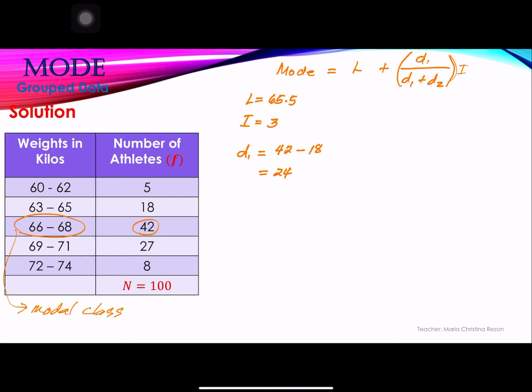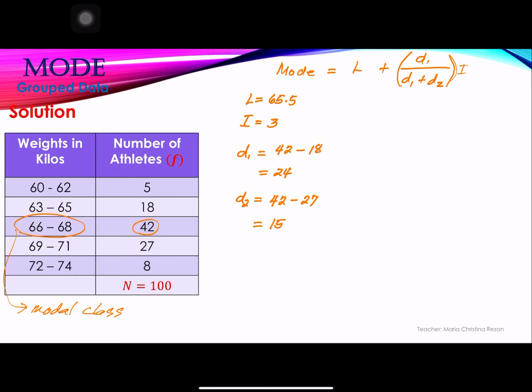And then your D sub 2 is equal to, this time, the difference between the frequency of the modal class, which is 42, and that of the class succeeding the modal class, which is 27. So that is 42 minus 27, and that gives you 15. So with all this information, we can find our mode.